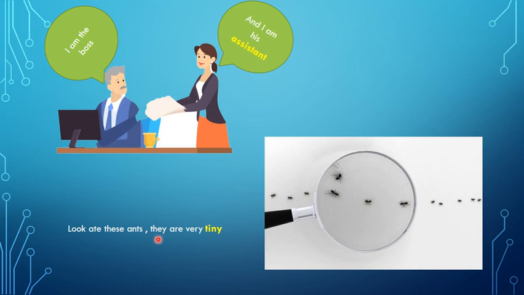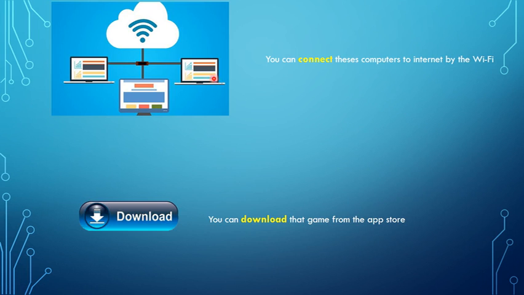Look here at this photo. Look at these ants. They are really very tiny, very, very small. They are tiny insects. Look here at this photo. You can connect. Connect these computers to the internet by the Wi-Fi. Using the Wi-Fi, you can connect these computers to the internet.